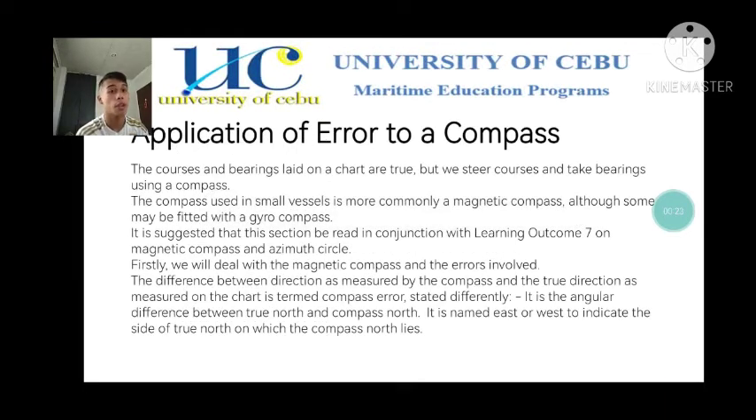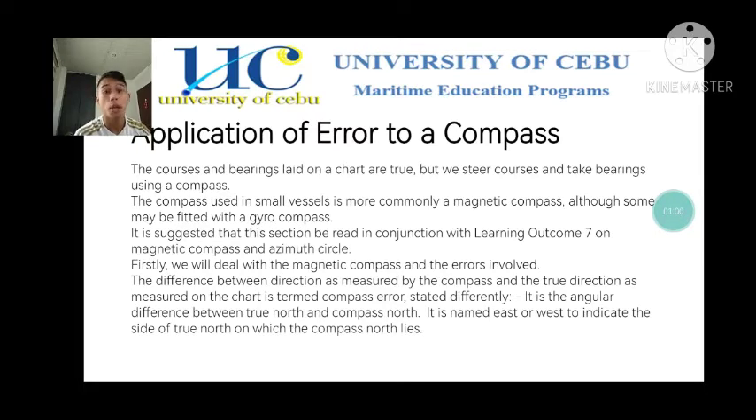So let's start with the application of error to a compass. The compass and the bearings laid on a chart are true, but we steer courses and take bearings using a compass. The compass used in small vessels is more commonly a magnetic compass, although some may be fitted with a gyro compass. It is suggested that this section be read in conjunction with learning outcome 7 on the magnetic compass and azimuth circle. Firstly, we will deal with the magnetic compass and the errors involved.